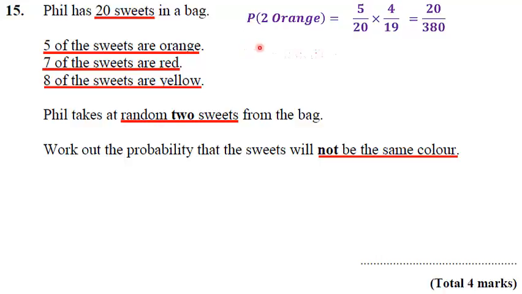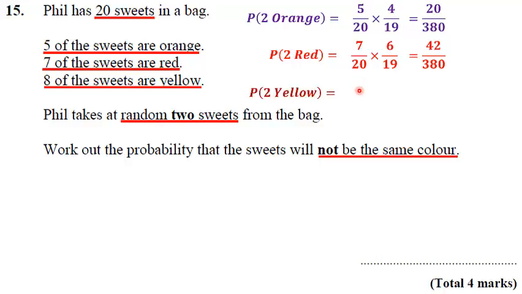The probability of picking 2 red, using a similar logic, is going to be 7 over 20 times 6 over 19, and times those together, 42 over 380. The probability of picking 2 yellow is going to be 8 over 20 times 7 over 19, and that's going to be 56 over 380. So these are the probabilities of picking 2 orange, 2 red, 2 yellow.